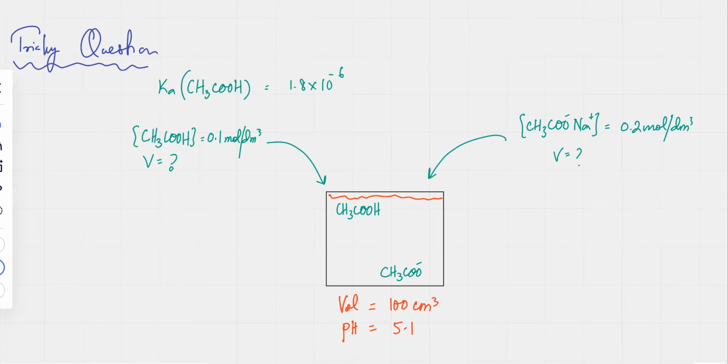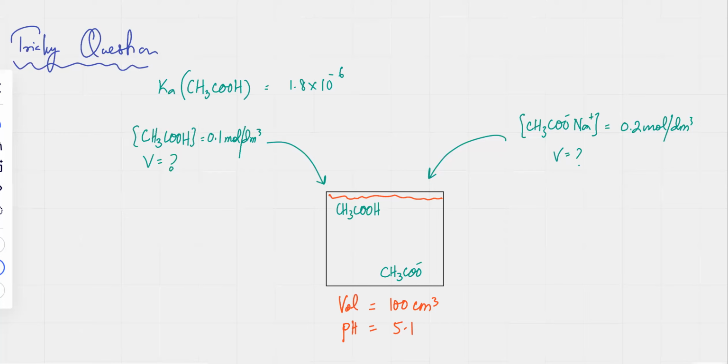And the whole question is, what is the volume of the salt, the conjugate base, that needs to be added, and what's the volume of the ethanoic acid that should be added to make a 100 cm3 buffer? I mean, that's the whole question. So what volumes need to be mixed up?